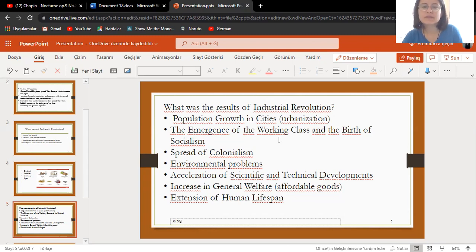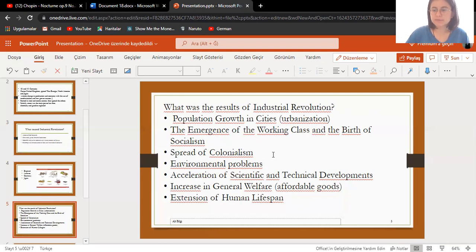Yes, those workers were working under hard, difficult, and bad conditions, and they were paid less at that time, and those kinds of things made socialism come to life. So today we have a word like socialism. We have a way of thinking, let's say.